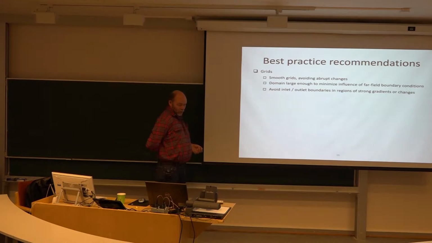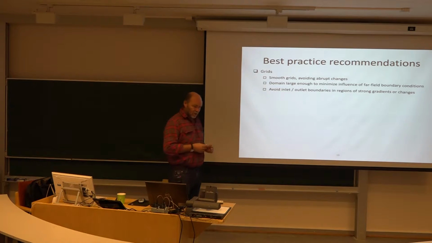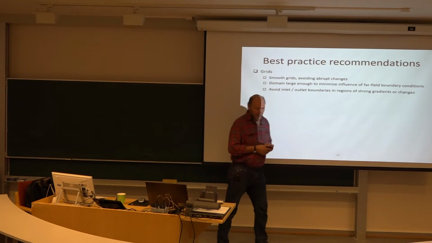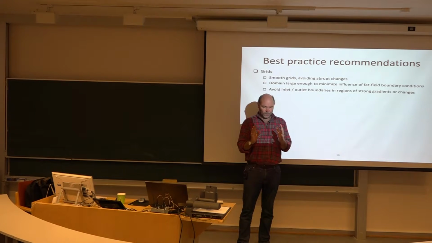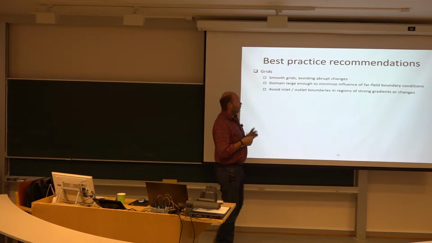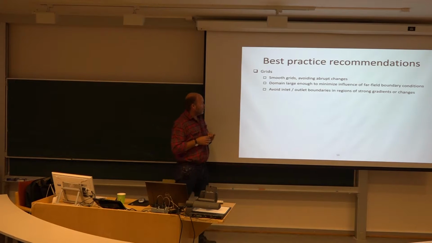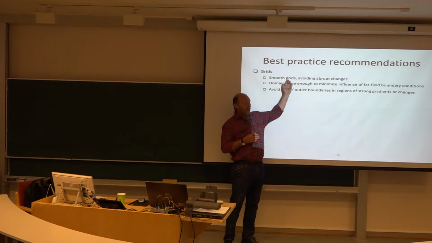Smooth grids, always an advantage. So in the old days we said the cell volume from one cell to the neighbor shouldn't differ more than 15%. That was the old rule. Now these codes have been stronger, so yes, you can have larger differences in volume from neighbor cells, but the more smooth the better.